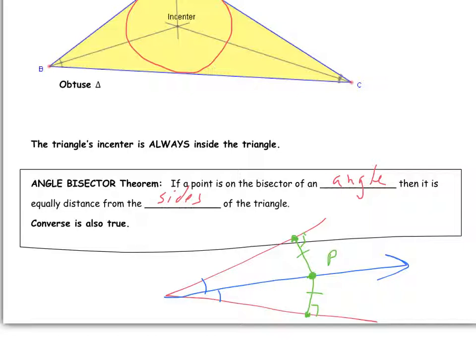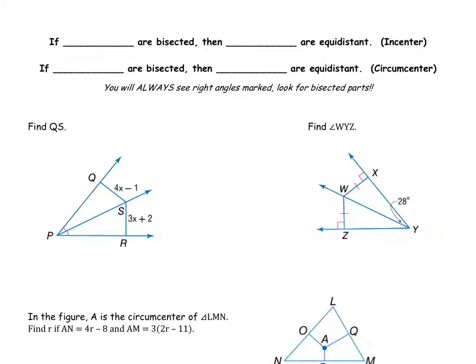Which leads us to a couple of the problems, but before we look at them, we have one more thing to talk about. If angles are bisected, then the sides are equidistant. If sides are bisected, then angles are equidistant. That's when we're talking about the circumcenter.